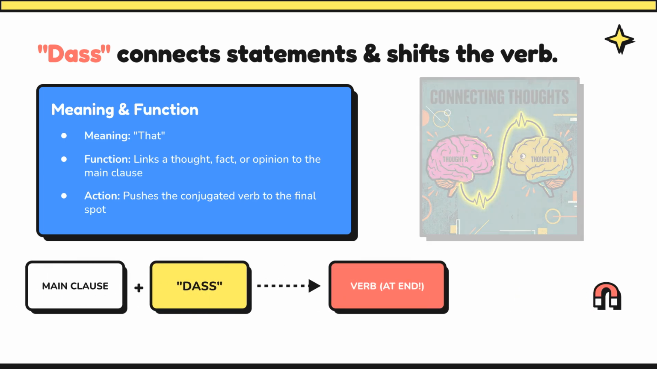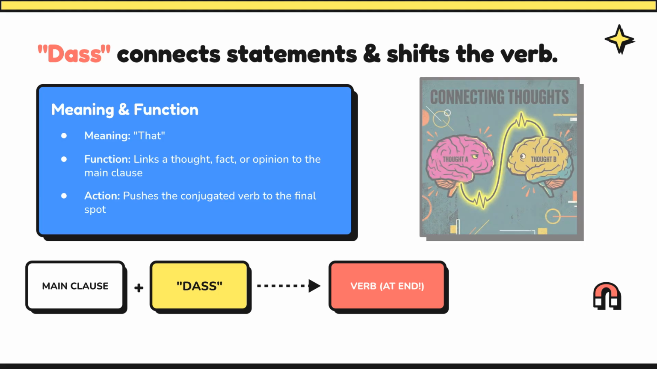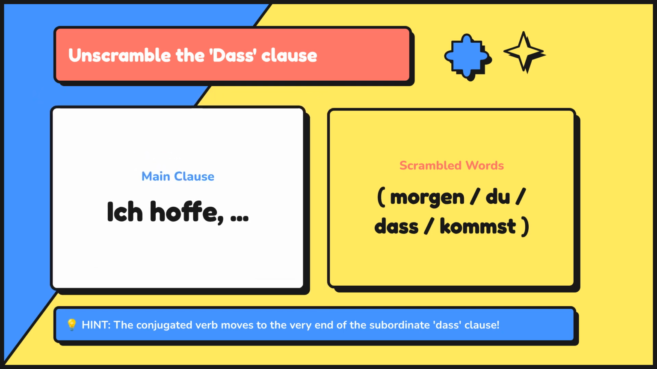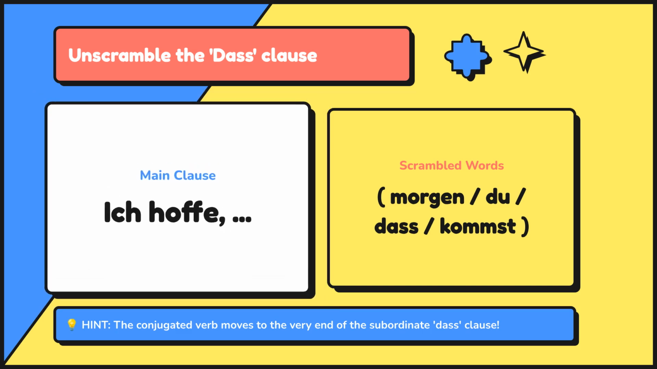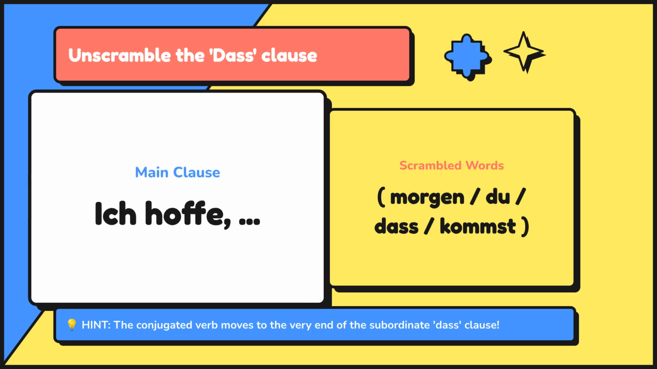Finally, we have dass, meaning that. It connects your thoughts to a main clause, and just like the others, it sends that verb to the finish line. And the last one, ich hoffe, with the words morgen, du, das, kommst.